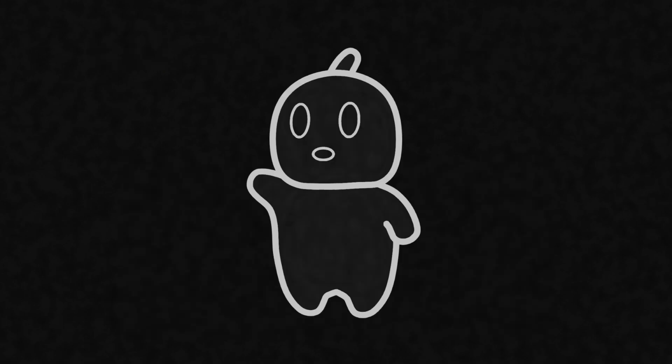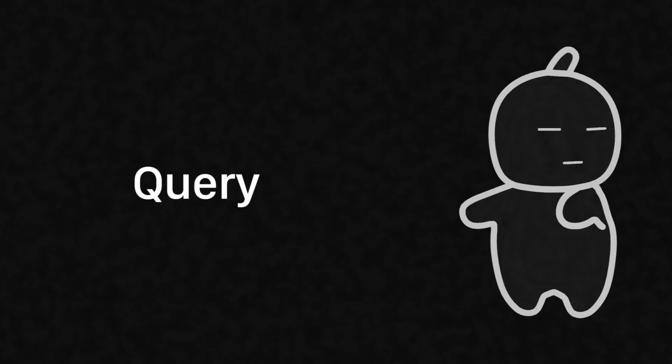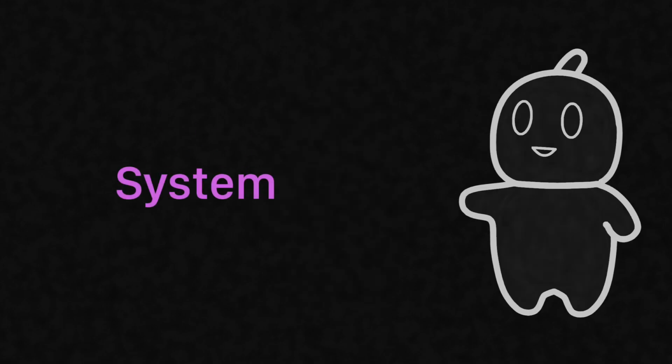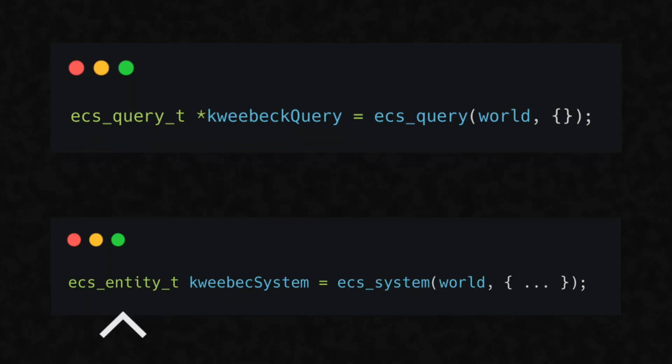However, before we call it, we have to change the query slightly. Instead of a query, let's replace it with a system. To do that, replace ecs_query_t with ecs_entity_t. Yup, it's an entity. I'll rename it to quebex system. Without the asterisk, replace ecs_query with ecs_system, and that is the skeleton of a system.